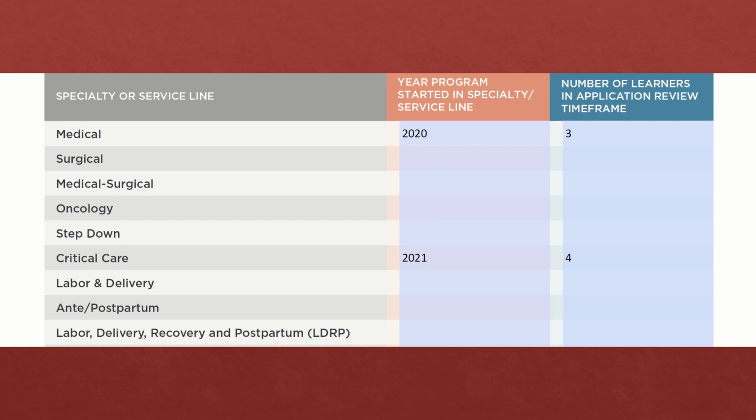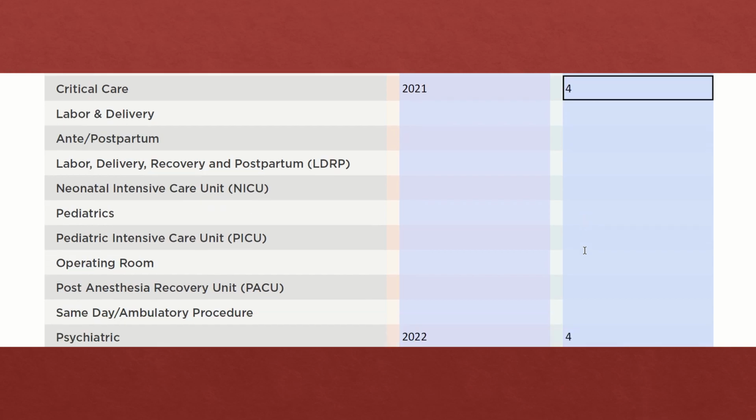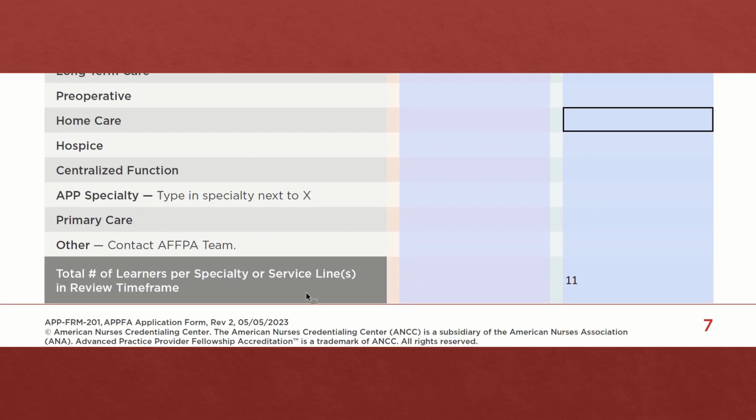As a reminder, to meet the eligibility requirements, you must have had at least one learner complete the program at each site and specialty or service line within the past 24 or 48-month timeframe prior to application submission. Here we can see I have already filled out the year the program started and the number of learners. As you start to put your year and numbers of learners, you'll note on the bottom that there will be a total that's already auto-calculating. This number is usually bigger than your N.